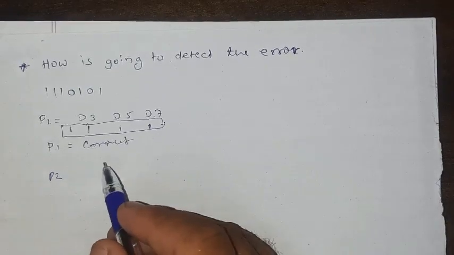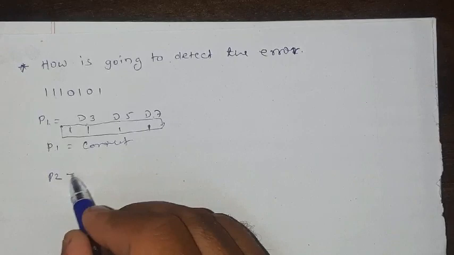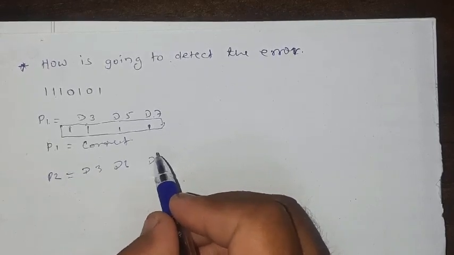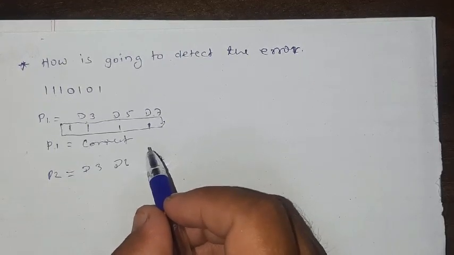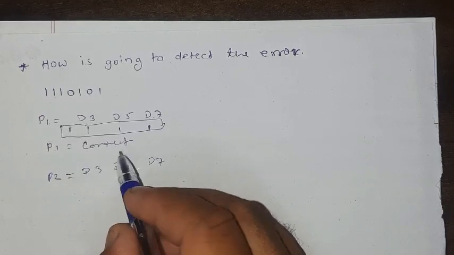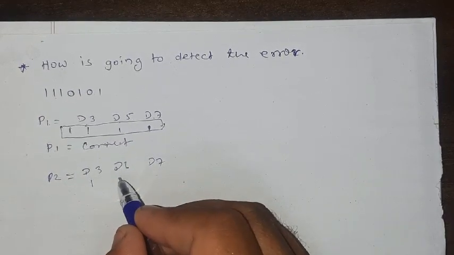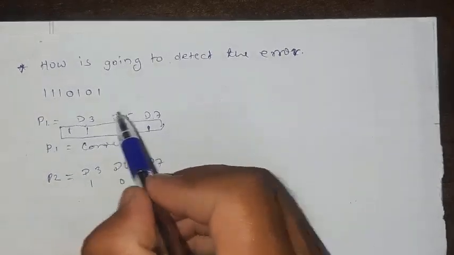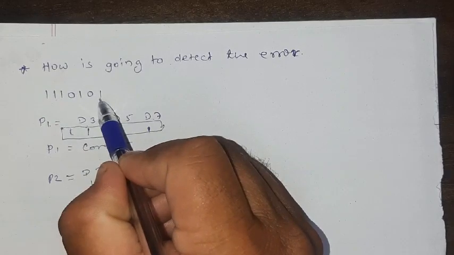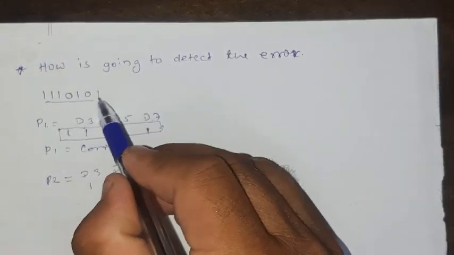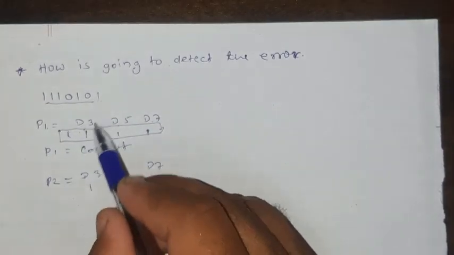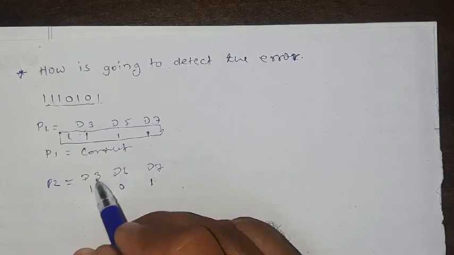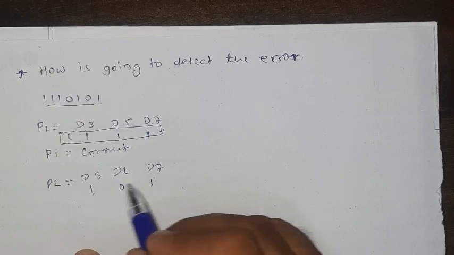Now next, P2. Check the associativity of P2. The associativity of P2 is D3, D6 and D7. Now check it. The value of D3 is 1, then D6 is 0 and D7 is 1. Suppose we know the value of P1 is 1 as per the receiving end. The received data is this instead of our code word. P1 is 1, so no problem in P1. In P2, the value of D7 is 1, D6 is 0, D3 is 1. So now the number of ones is even.